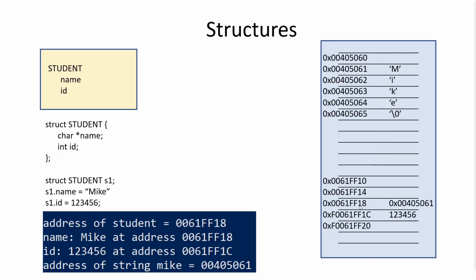All right, so then for the data, what's actually stored in these things: this first address right here, 61FF18, is the address where the struct is stored. It's also the address of the first piece of data. That piece of data is a character pointer right here, char star. And so it contains an address, and that address is 00405061.